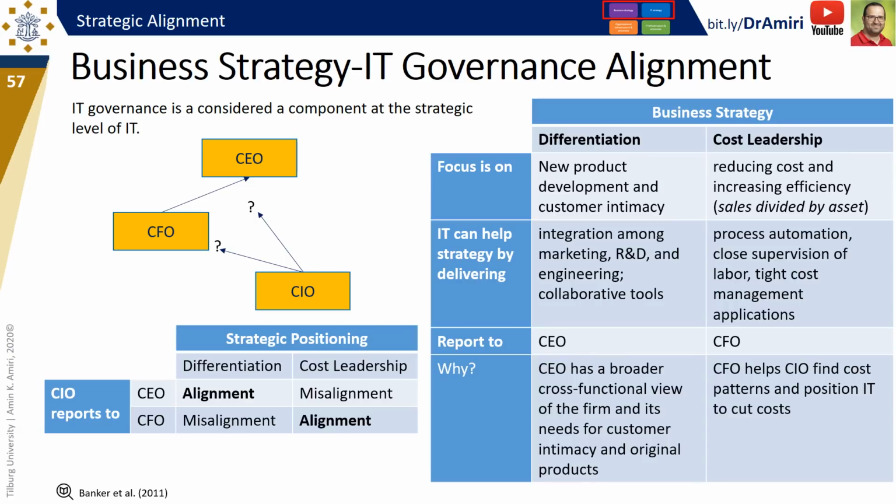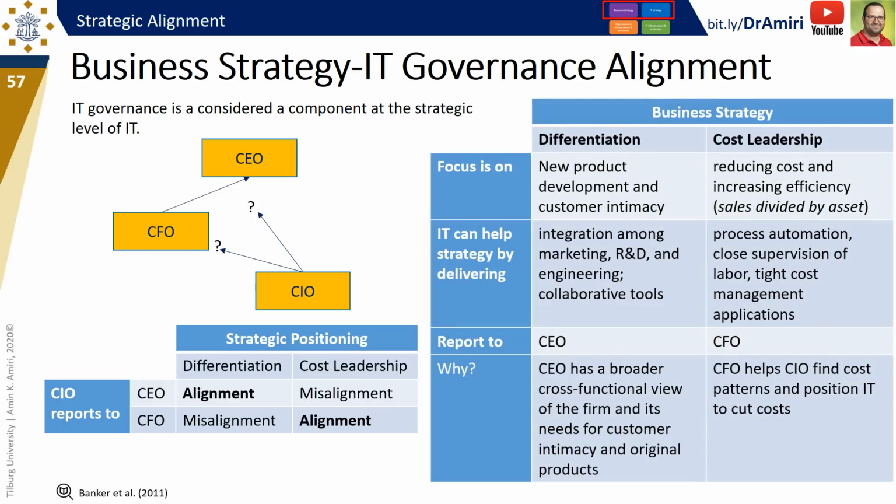Therefore, the reporting structure that is friendly toward strategic alignment is like this. When you take a differentiation strategy, the CIO needs to report to the CEO. When you take a cost leadership strategy, CIOs should report to the CFO. If you go for another setting, you will have a misalignment at the strategic level.